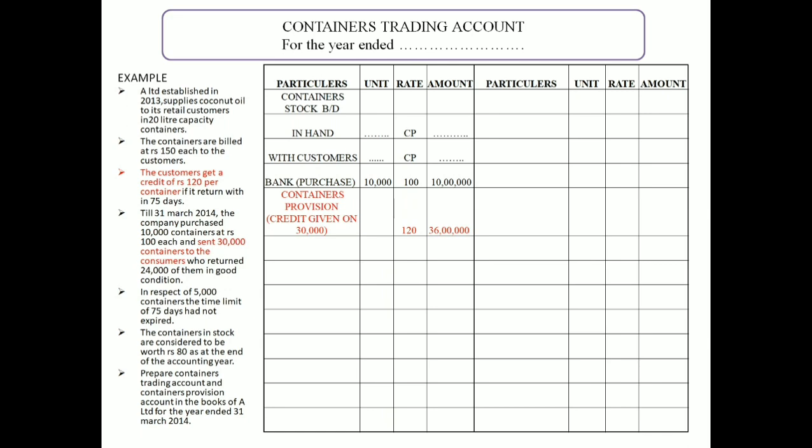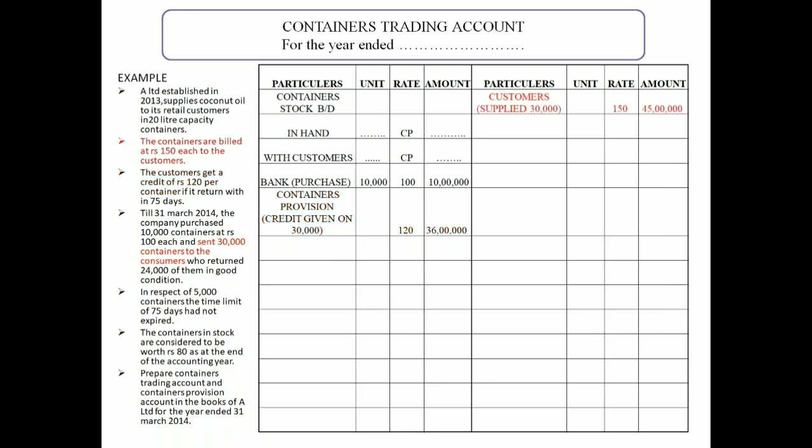And the second one, the containers provision is given on 30,000 containers sent to the customers, at the rate of rupees 120. So you are sending that on the basis of RP, the returnable price, that is 120. So 30,000 into 120 is 36 lakh.